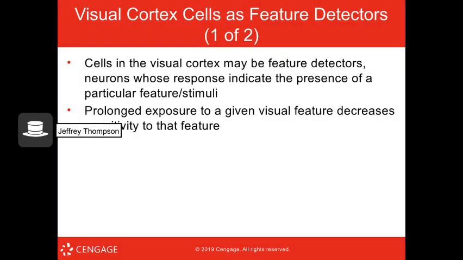Some cells in the visual cortex are feature detectors, meaning that they respond to a particular feature or stimuli. When you are exposing those cells to a given feature over time, the sensitivity to that feature decreases.